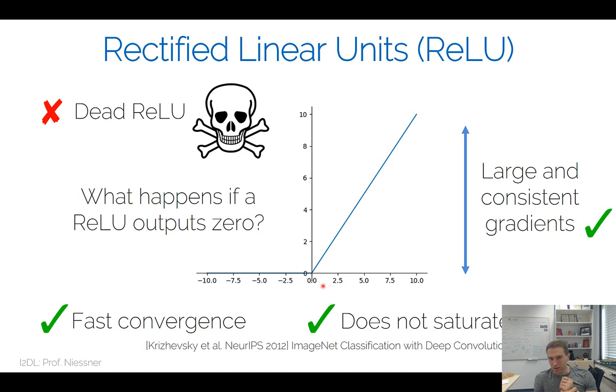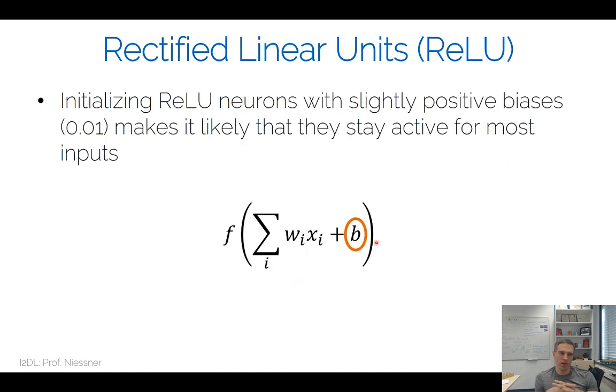Now, let's talk a little bit about the initialization, because that's actually very critical here. The problem is this dead ReLU issue, so we would love to make sure at the beginning that we're not ending up with dead ReLUs. And the way you do this is you initialize the ReLU neurons with slightly positive biases, for instance 0.01 or something like this. And that means they're going to stay active for most of the parts. This is a nice trick that you can use to make ReLU networks work pretty well in practice.